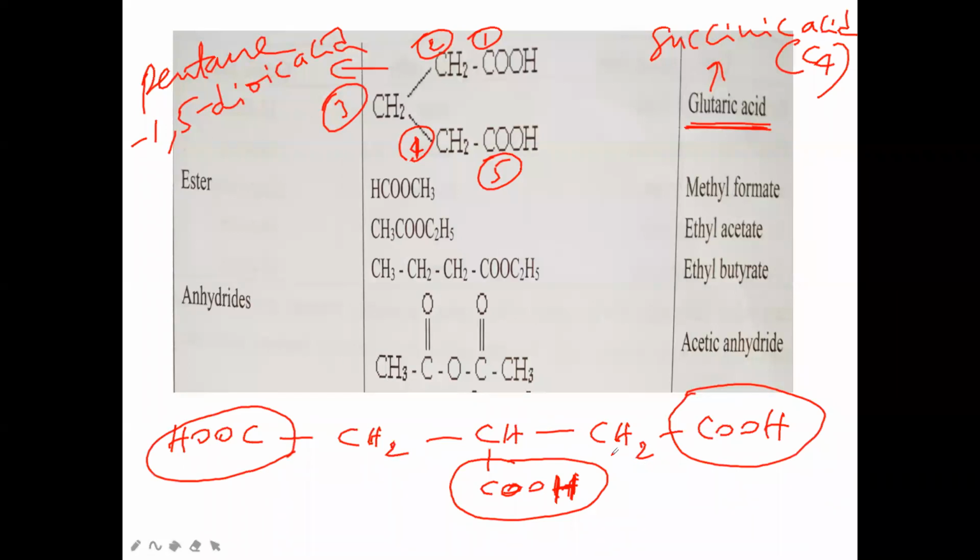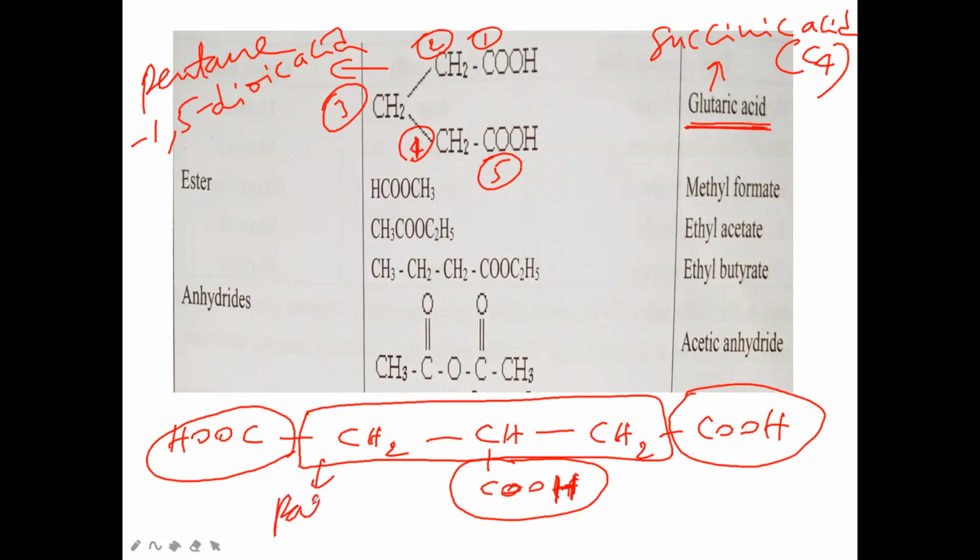If the same functional group is repeated more than 2 times, that functional group carbon should not be given numbering. We should not give numbering to this COOH carbon, this COOH carbon, or this COOH carbon. We should take only this as the parent chain.